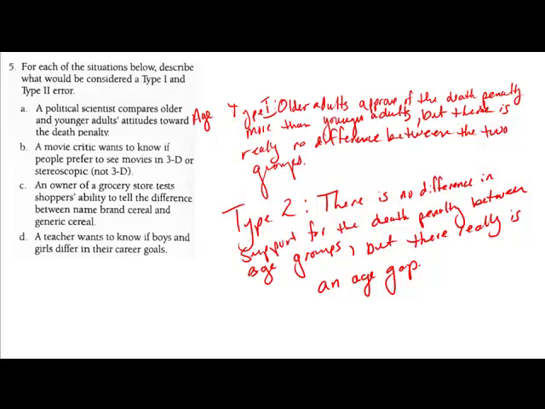D, the teacher wants to know if boys and girls differ in their career goals. Again, type 1 error says there's an effect when there is no effect. Gender, boys and girls, have different career goals, but they really don't. Type 2 error, there's no difference between boys and girls in their career goals, but there really is.